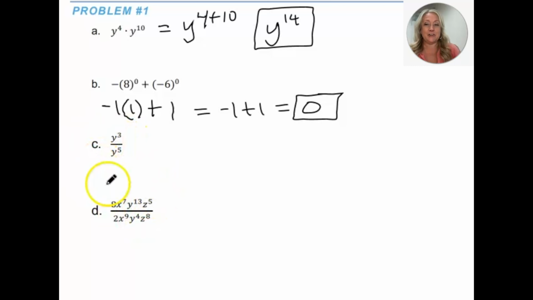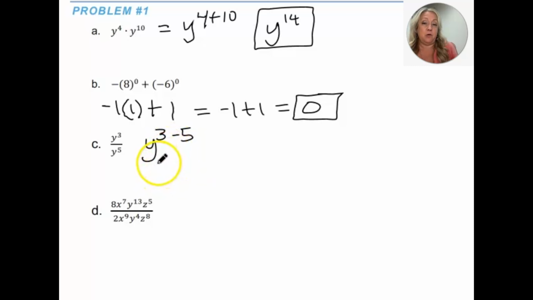All right, let's take a look at part C now. On this one, it's connected by division. So we're going to use that quotient rule. And it said when we have these connected by division, we're going to subtract the exponents. Right? So I have y to the 3rd power minus 5. It always needs to be the top exponent minus the bottom exponent.